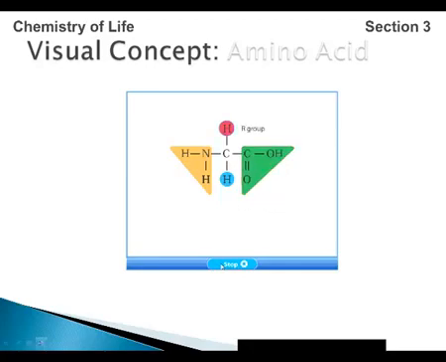The amino acid glycine has the simplest R group. It consists of only 1 hydrogen atom. The R groups of most amino acids are far more complex. When the hydrogen in the R group of the amino acid glycine is replaced with a methyl group, the resulting amino acid is called alanine.